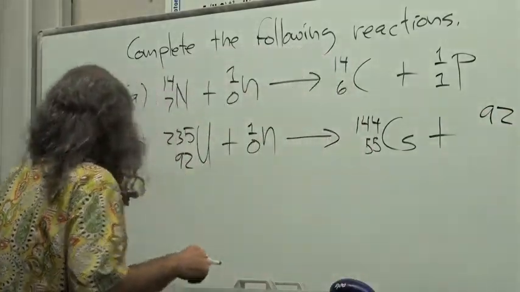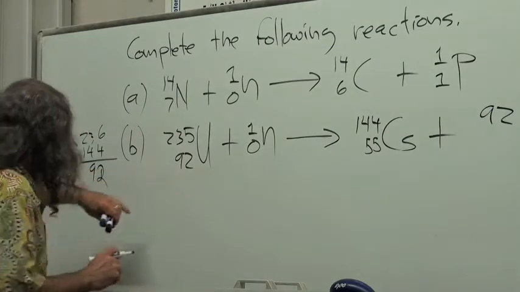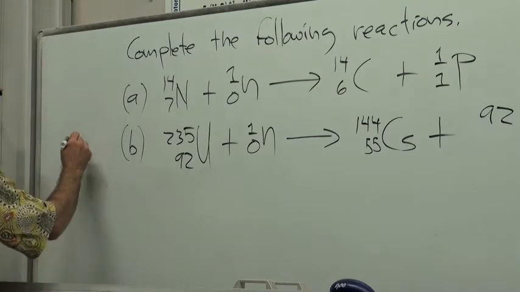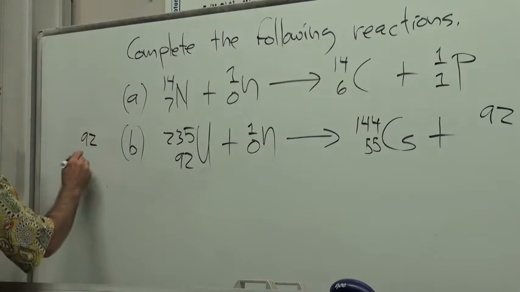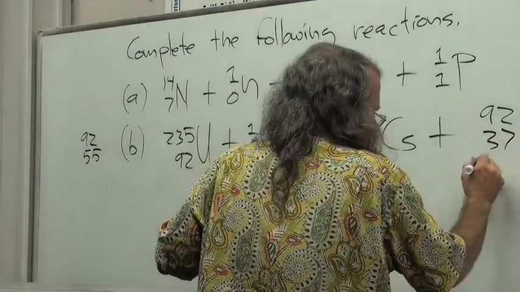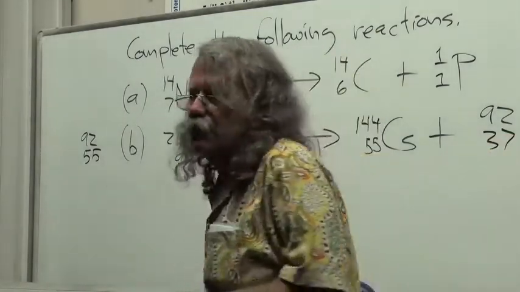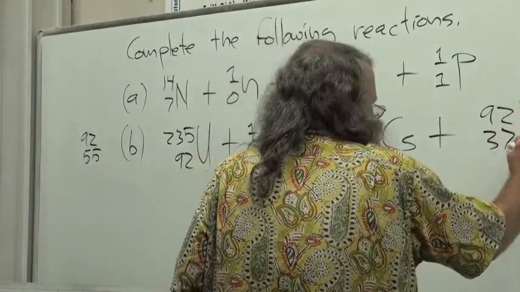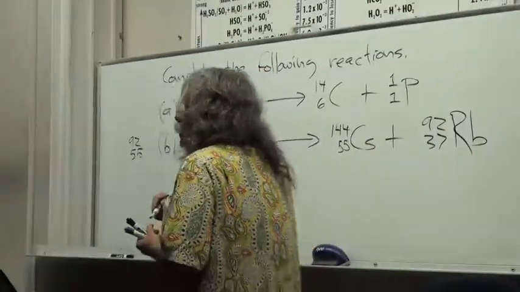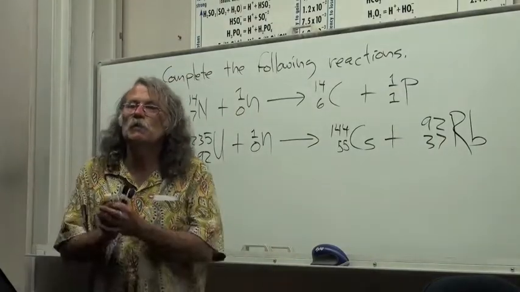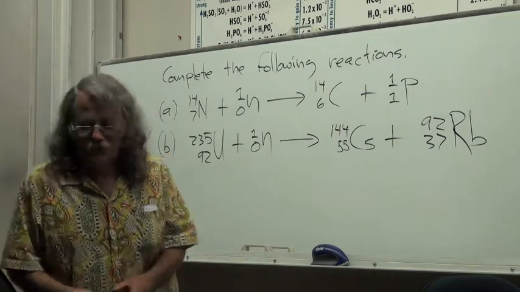And then for the atomic charge number, it's 92 minus 55. It's 37. So 37 tells me what the atomic number is. It's rubidium? As can be seen by the periodic table, which will be provided for your dining pleasure.